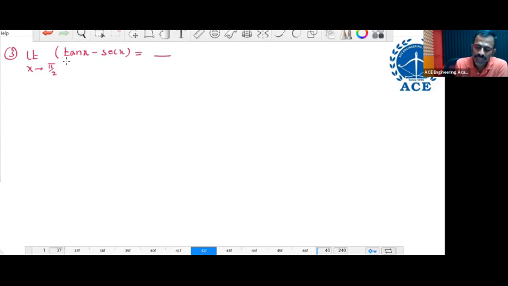At pi by 2, tan pi by 2 is becoming infinite. Secant x means 1 by cos x. Cos pi by 2 is 0, so 1 by 0 is infinity. This is infinity, this is infinity. So it is in the infinity minus infinity form. Because of this, we try to do this problem by the L'Hospital method. But L'Hospital is not directly applicable. So let us apply the L'Hospital rule indirectly, by reducing this form to another form.